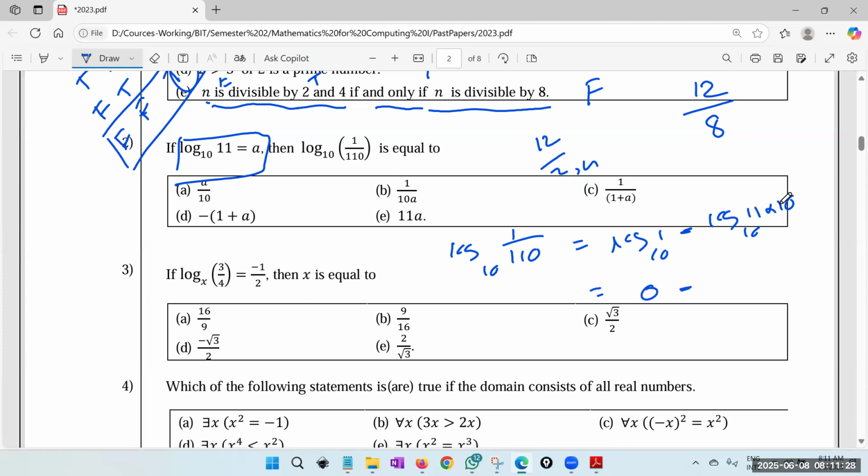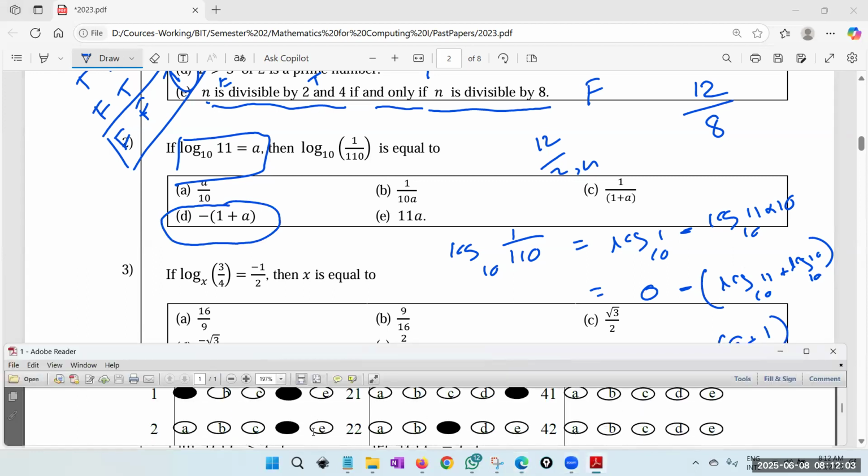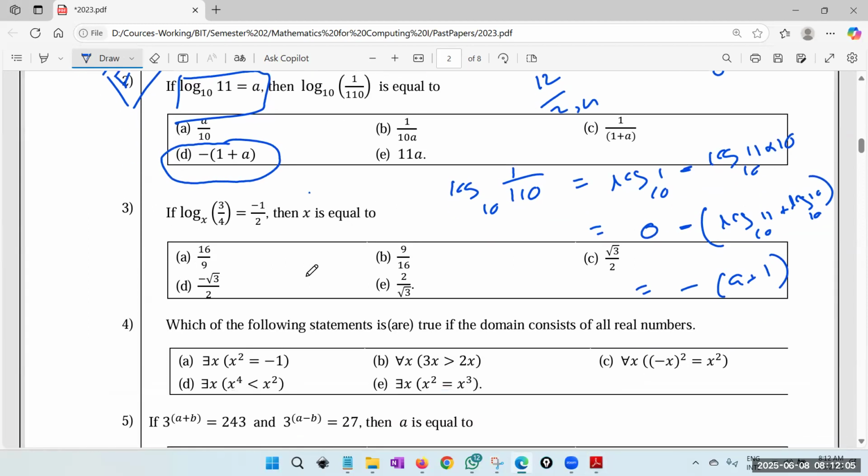Now we have multiplication. Multiplication means addition. That is log 10 11 plus log 10 10. And log 10 11 is A. So therefore, this is minus A plus log 10 10, which is 1 because 10 is 10 to the power 1. Minus A plus 1, or minus 1 plus A. So this is my answer. It can't be 11A and so on, right? I'll go for D. Yes, answer is D. If you have any questions, you need to ask, right?